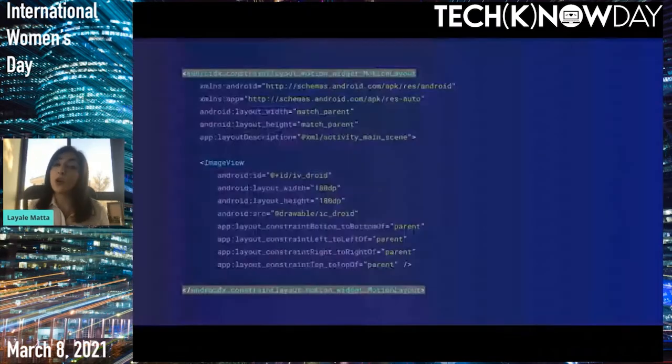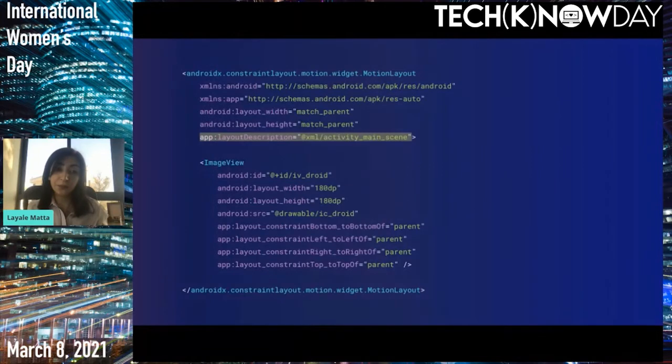Now, if we go back and look at the XML, we will see that the constraint layout tag has been changed to a motion layout tag. And there is also a layout description attribute that was added, which points to the motion scene file that Android Studio just added for us.